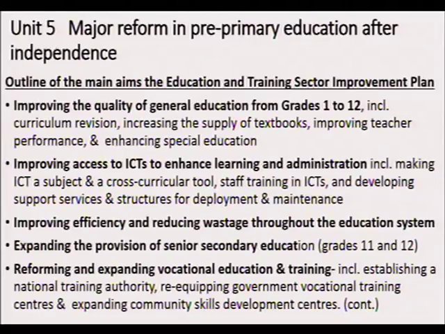Improvement Plan. And I'm going to give you an outline of the most important factors or most important aims that is considered by ETSIP. First of all, to improve the quality of general education from grade 1 to 12. In the second place, improving access to ICTs to enhance learning and administration. In the third place, improving efficiency and reducing wastage throughout the education system. Also to expand the provision of senior secondary education and reforming and expanding vocational education and training.